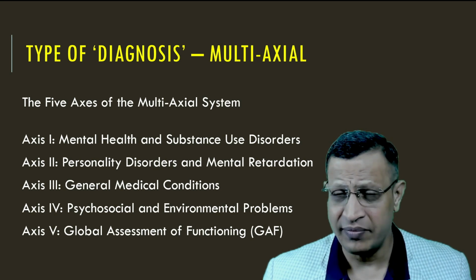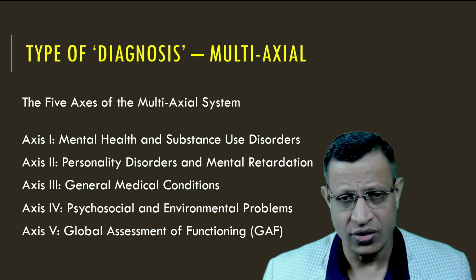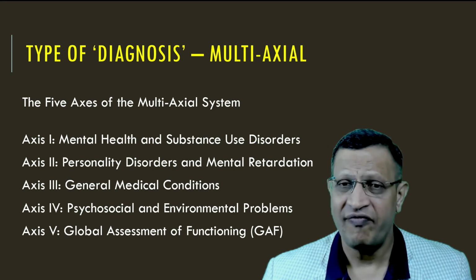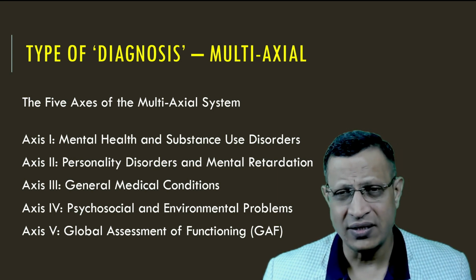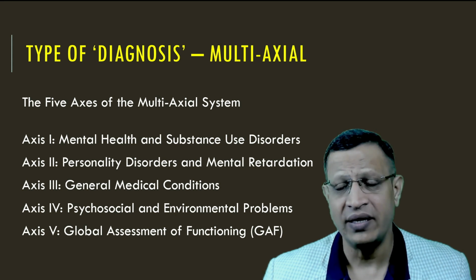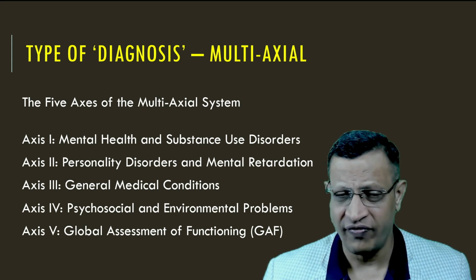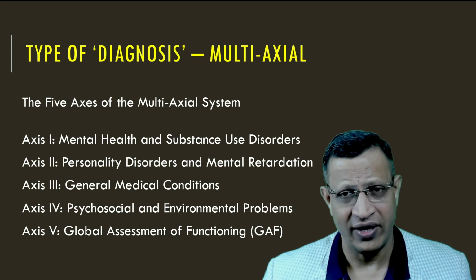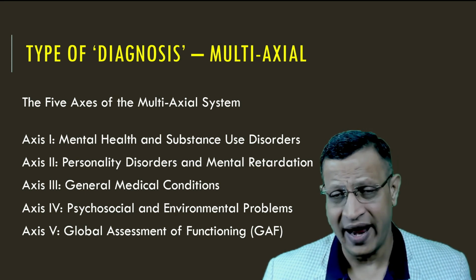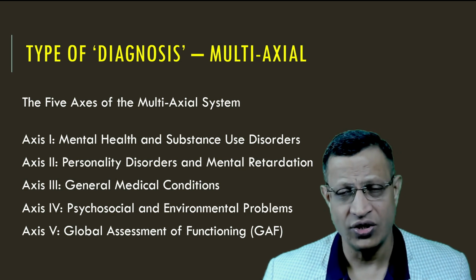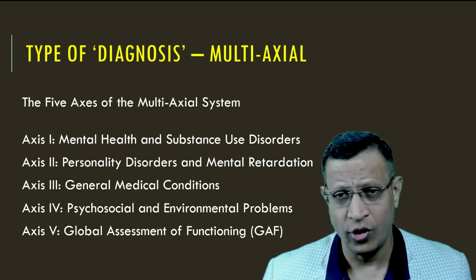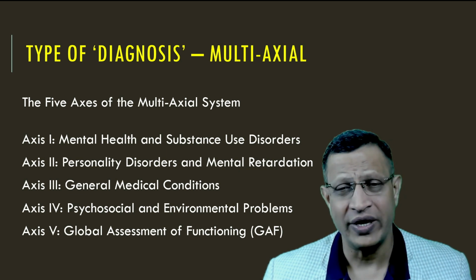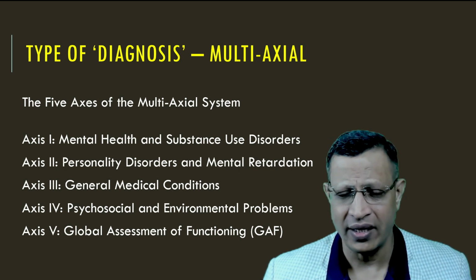However, DSM-4, which I liked the most, had something called 5-axial diagnosis, that is multi-axial diagnosis. Multi-axial diagnosis gives you a complete, comprehensive, holistic picture of a patient. It has 5 different axes. Axis 1 talks about mental illness or psychiatric illness along with substance use such as alcohol use or drug abuse. Axis 2 talks about personality issues and also intellectual disability, that is mental retardation.